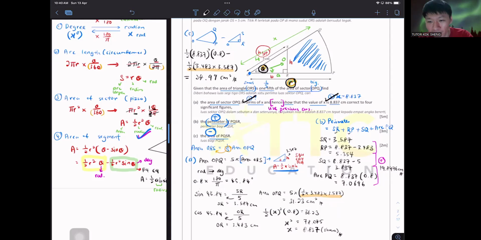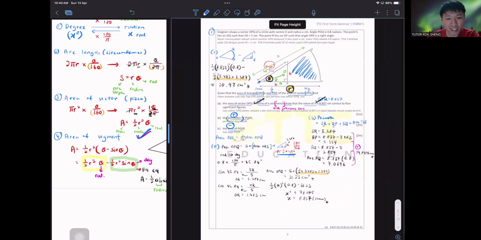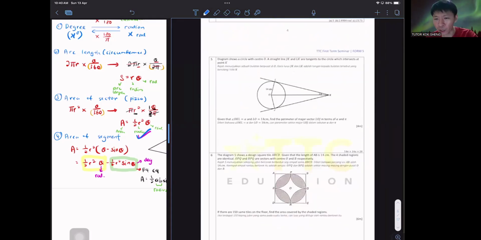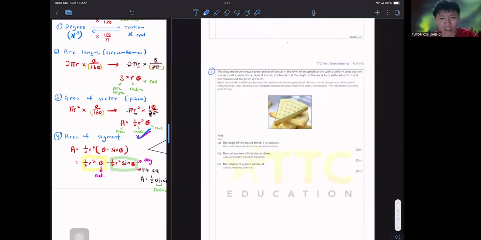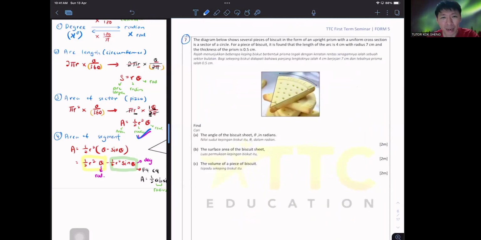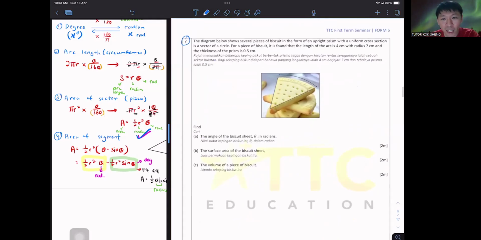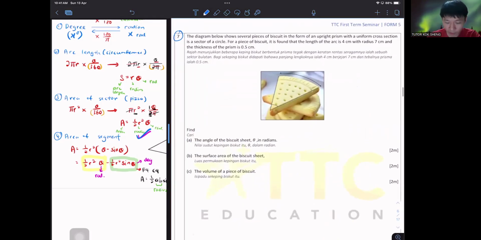Next one is number 7. Easy. Let's go. I'm not sure about your notes there. Number 7 actually got color, but a bit hard to see, because your side is black and white. Yeah, it's a biscuit. This one is a biscuit. A few pieces of biscuit here.